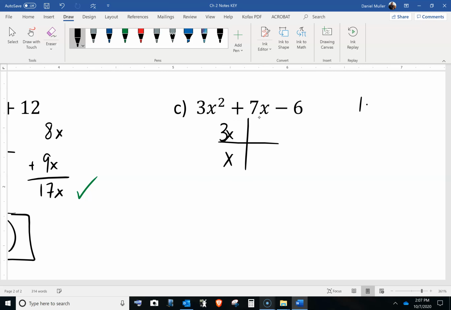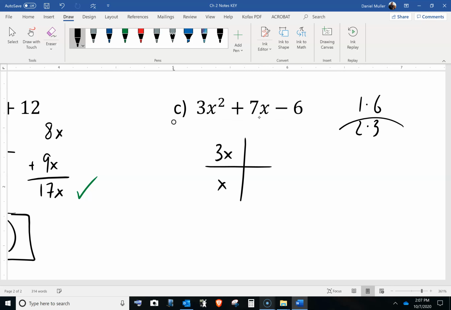So I guess it can be a 1 and a 6, or it could be a 2 and a 3. So I'm going to do a 2 and a 3. I'm just going to lower this a little bit here. So that's a 3x and an x. Now I'm going to try the 2 and the 3 first. So I'll do that. 3 and 2.